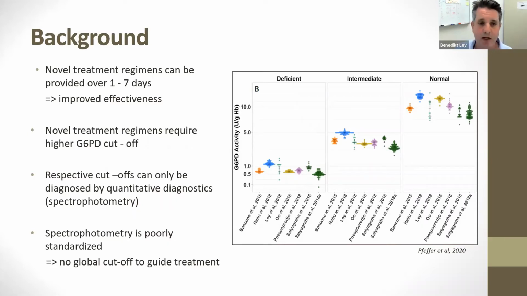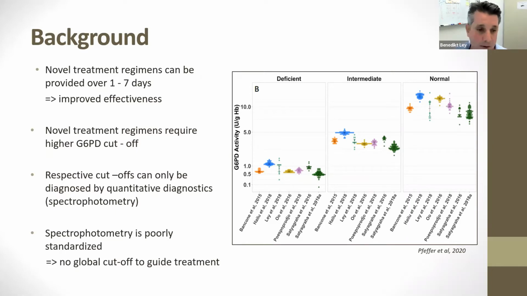So the current standard radical cure treatment over 14 days results in poor treatment adherence and accordingly low effectiveness. Over the last years, shorter treatment regimens have been introduced that are likely to increase treatment adherence and effectiveness. However, all of these regimens can probably only be provided to patients with higher G6PD activities, above the 30% threshold. These higher cutoffs can to date only be diagnosed by quantitative diagnostics, namely spectrophotometry. Now, spectrophotometry is fairly complicated to perform and cannot provide a result within a couple of minutes. In addition, it requires a well-equipped laboratory.